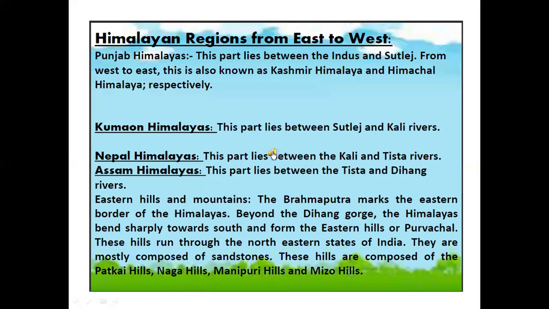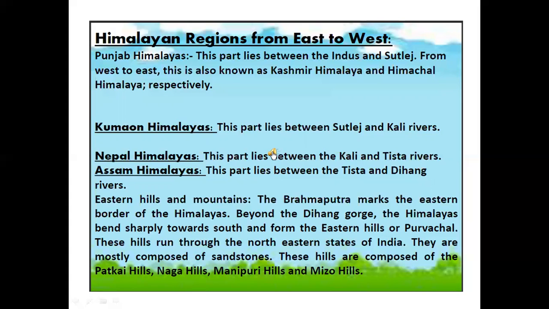Besides the longitudinal divisions, the Himalayas have been divided on the basis of regions. These divisions have been demarcated by river valleys. Punjab Himalayas, this part lies between the Indus and Satluj from west to east. This is also known as Kashmir Himalaya and Himachal Himalaya, respectively. The next one is Kumaon Himalayas. This part lies between river Satluj and Kali River. Nepal Himalayas, this part lies between the Kali and Tista rivers. Assam Himalayas, this part lies between the Tista and Dihang rivers.